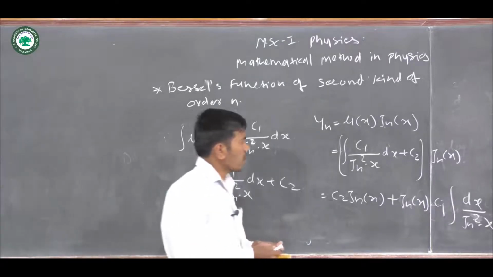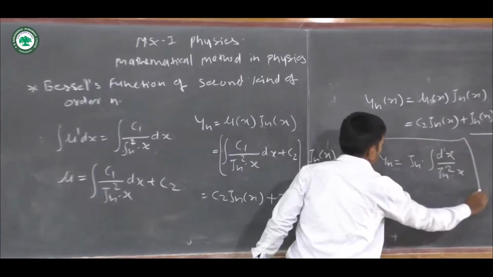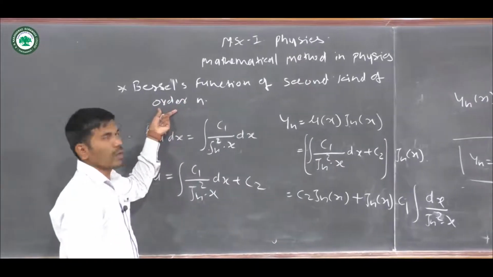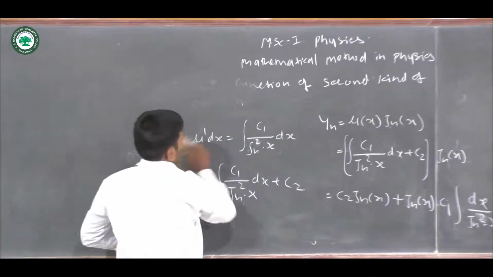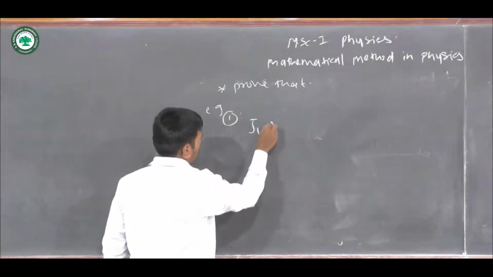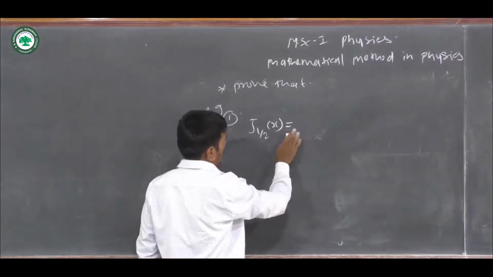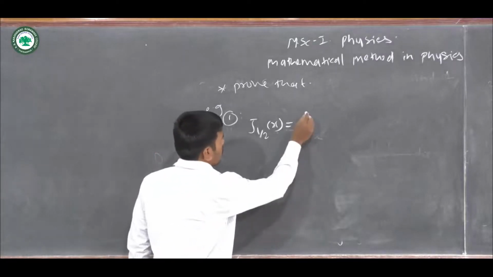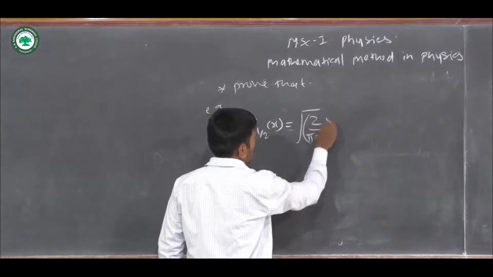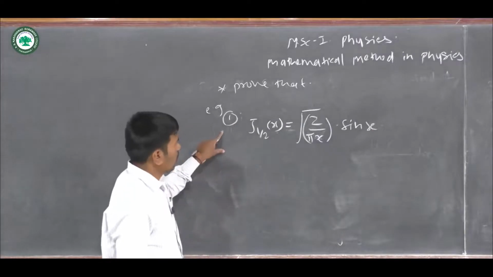Okay, so this is also called Bessel function of the second kind of order n. Okay, so let's discuss one example: J half of x is equal to under root 2 by pi x into sin x. Okay, this is a given example.